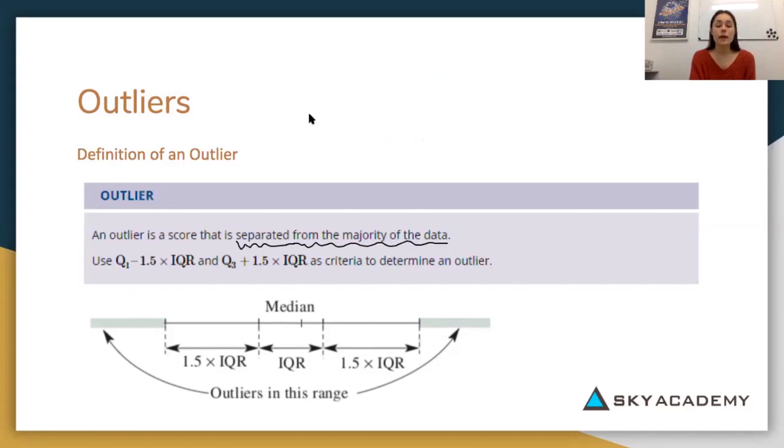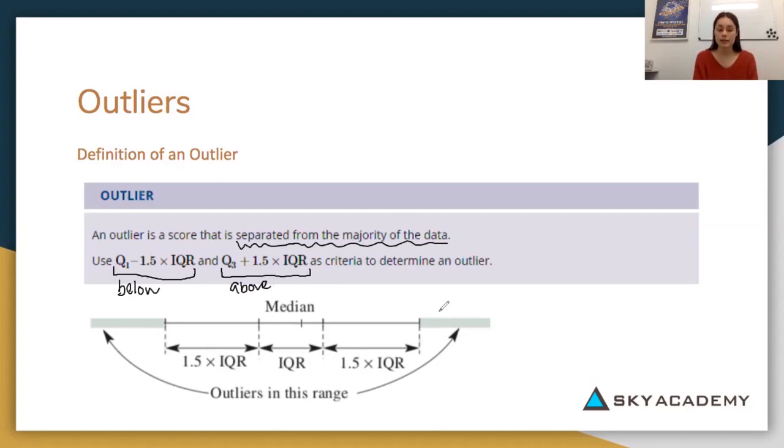So if we have a look here, we have two formulas. We have Q1 minus 1.5 times IQR and Q3 plus 1.5 times IQR. So the one with the minus in it is the way to calculate an outlier below the rest of the data set, and the one with the plus is the one to calculate an outlier above the rest of the data set.